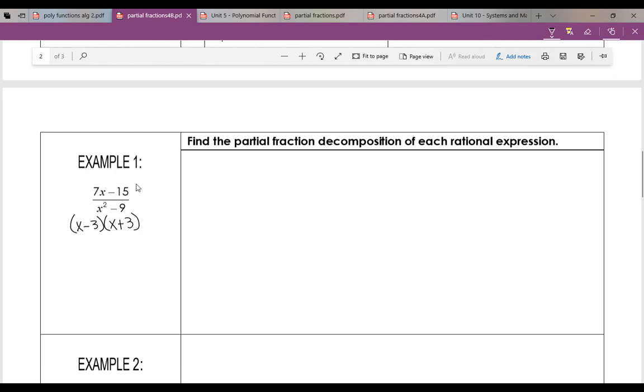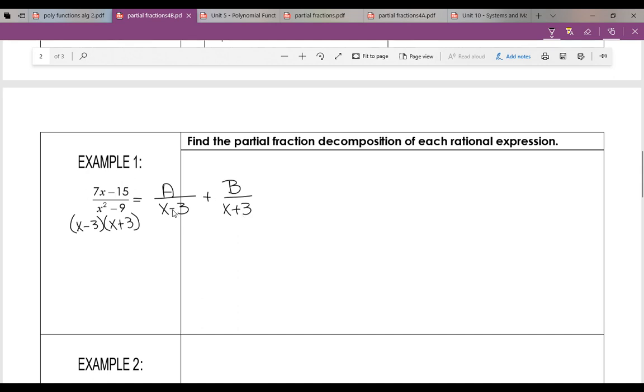I'm going to use the factors to set up my fractions. So I have a over x minus 3 and b over x plus 3. Now, if you had your x plus 3 first and your x minus 3 second, my a is going to be your b, and your a is going to be my b. Does that make sense? Your a and b.